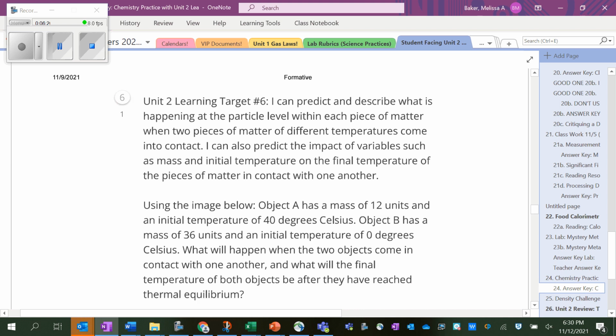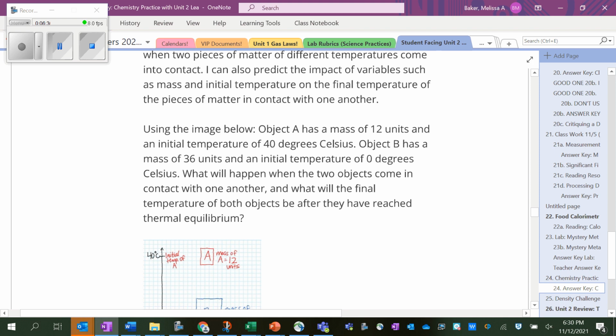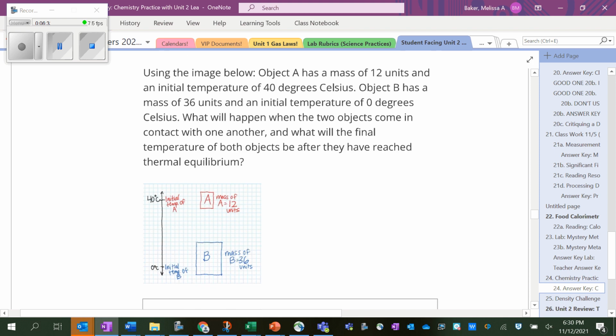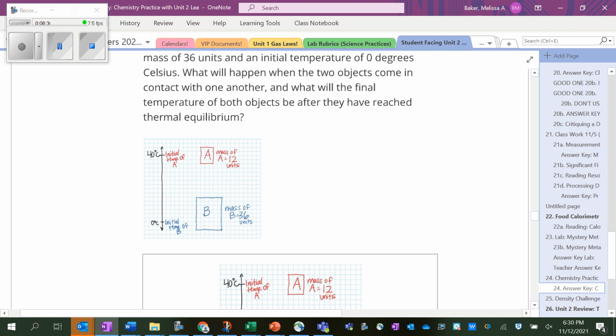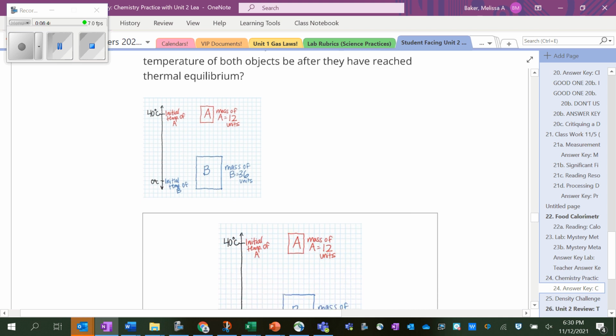Okay. Unit 2, learning target 6. Use the image below. Object A has a mass of 12, an initial temperature of 40. Object B has a mass of 36, and an initial temperature of 0. What will happen when the two objects come in contact with each other, and what will the final temperature of both objects be?